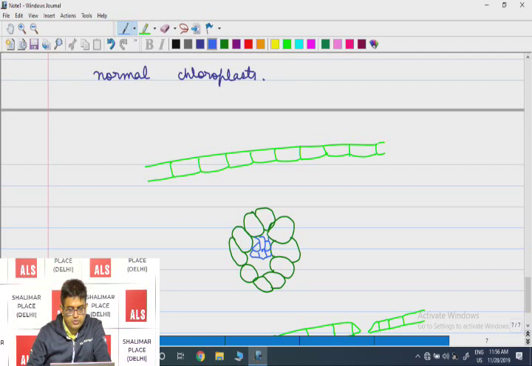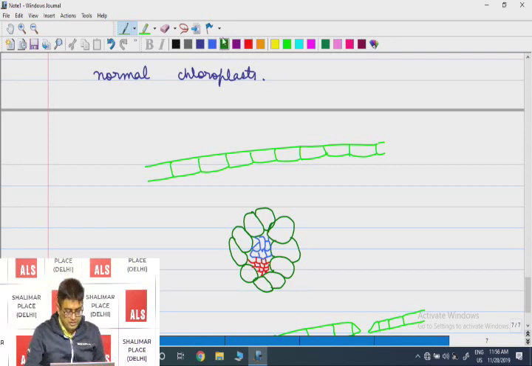Xylem we always just draw normally with blue color. By convention I draw phloem with red color, but when I have to draw xylem, I normally use blue color only. So this is phloem, and outside all of this is the bundle sheath cell.